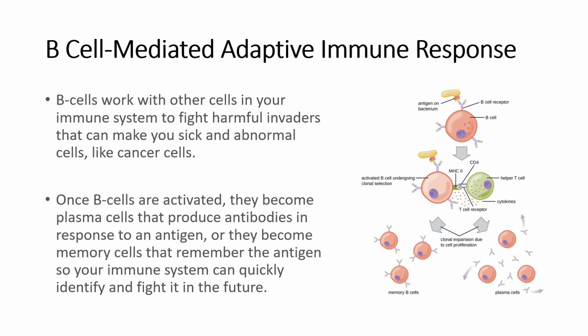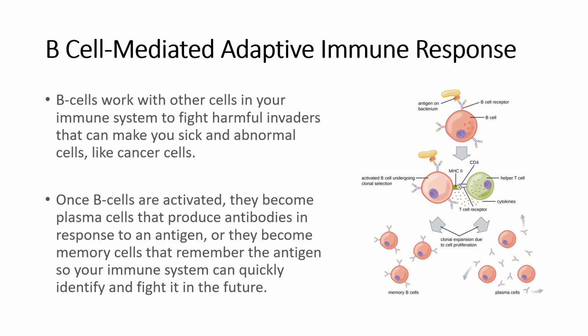The B cell adaptive immune response is in reaction to particular antigens, right? It produces antibodies. So B cells work with other cells in our immune system to fight harmful invaders that can make you sick, as well as abnormal cells like cancer cells, anything that identifies as non-self. Once B cells are activated, they become plasma cells that then actively produce antibodies in response to one particular antigen.